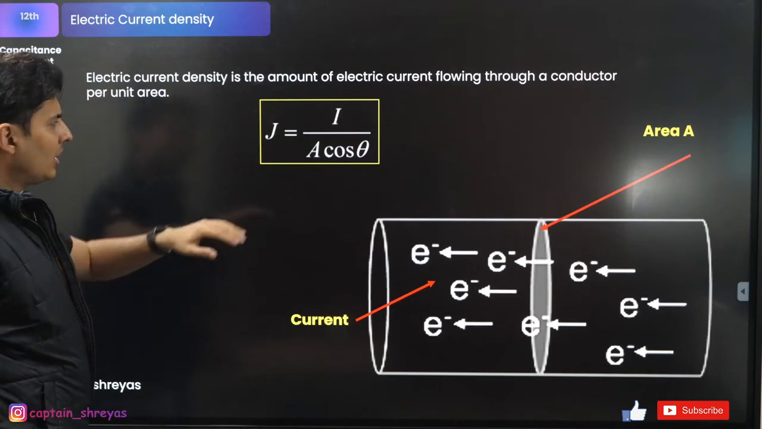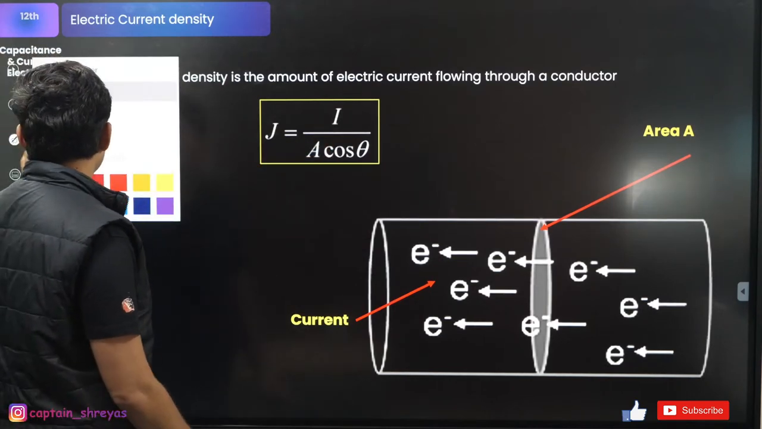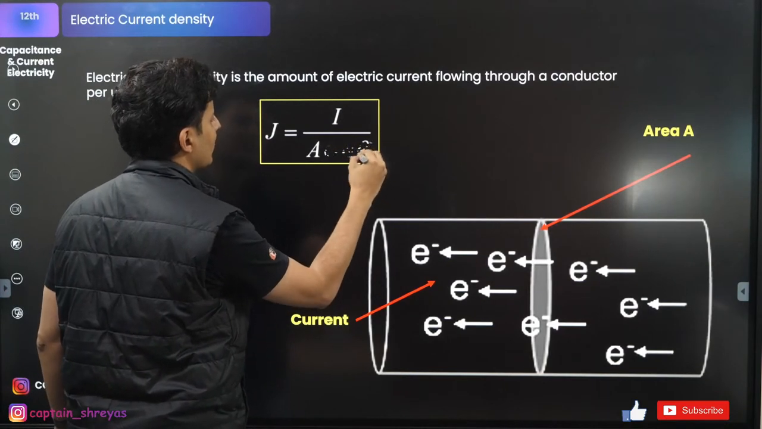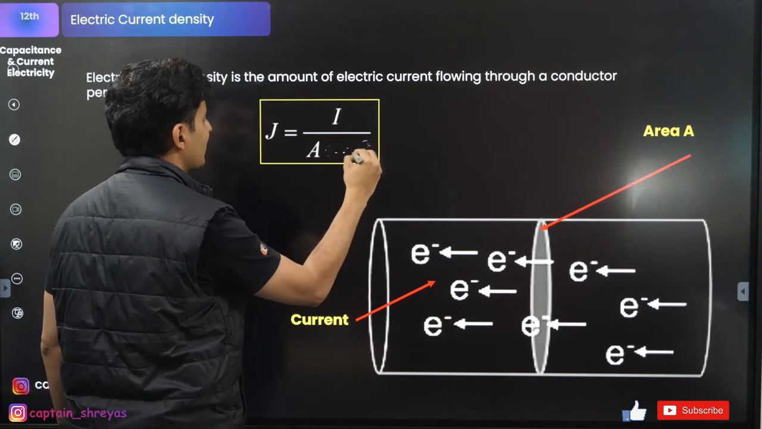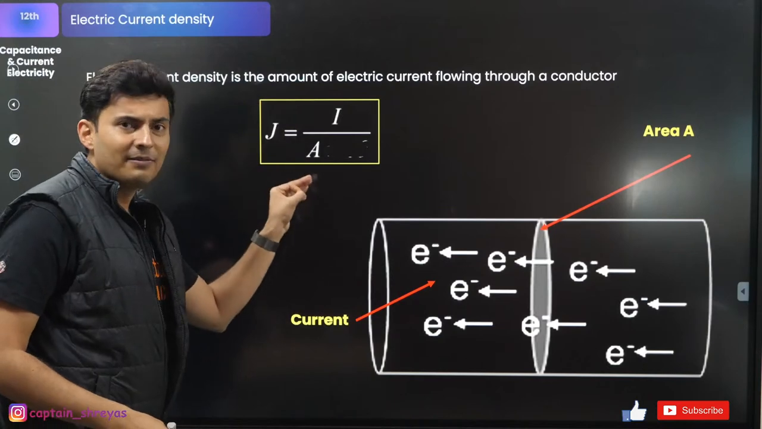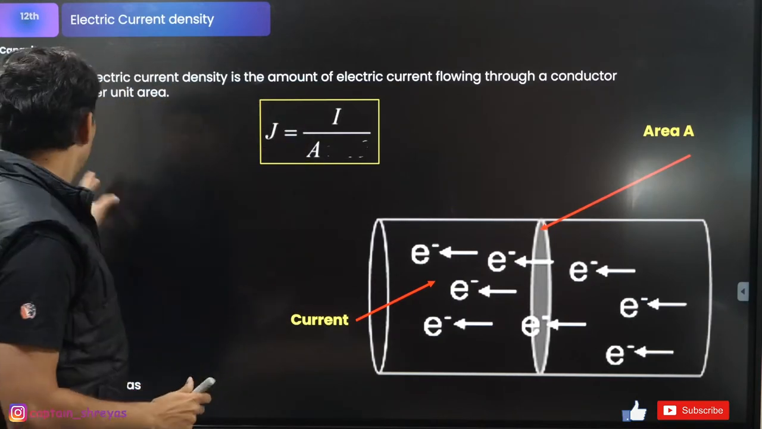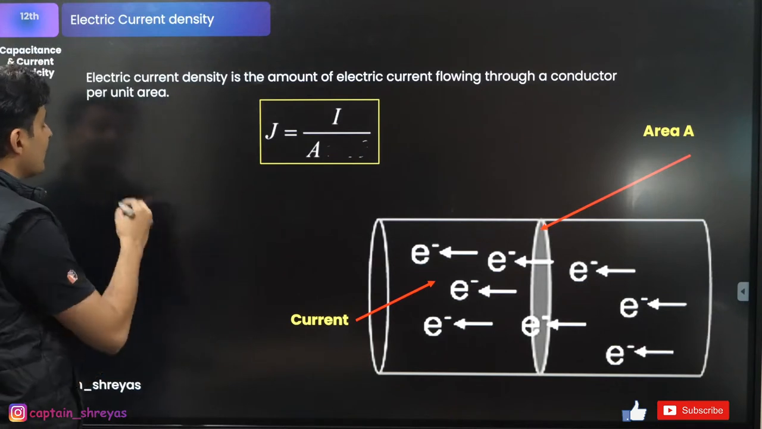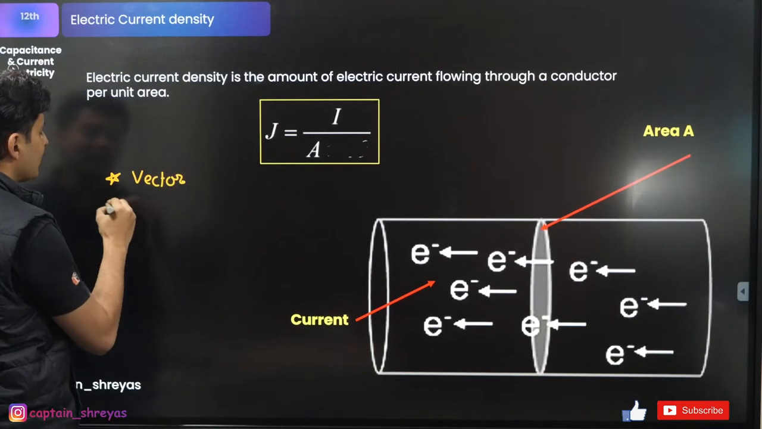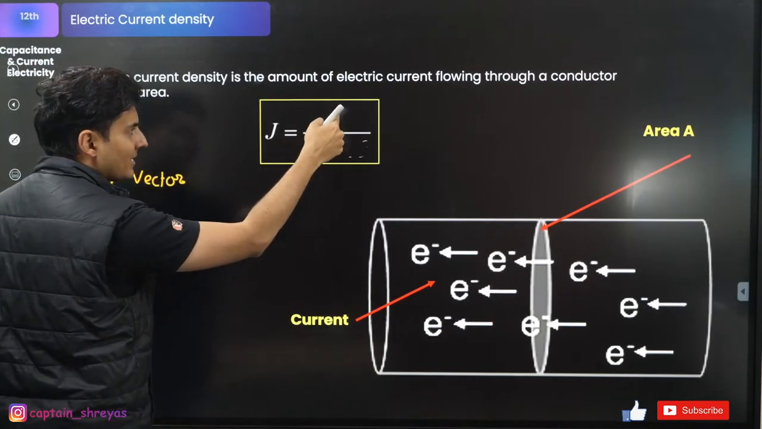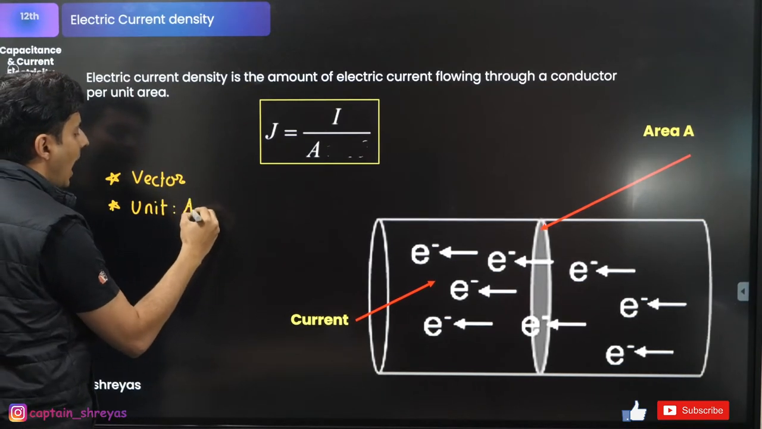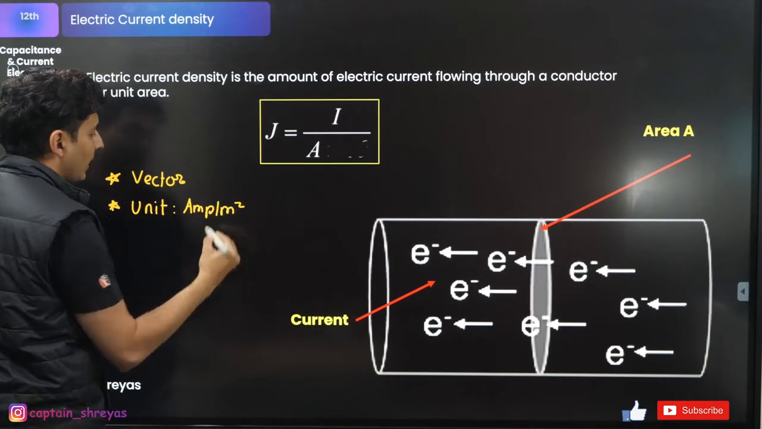Now you don't have to worry about this cos theta. Most of the time that will not even bother you. For now, let me just ignore this. I'll tell you why that cos theta comes in a bit. For now, just remember, current density is the current divided by the area. Now, the funny part is that current density is actually a vector quantity. Unit wise, this is amperes, this is meter square, so the unit of current density will be amperes per meter square.